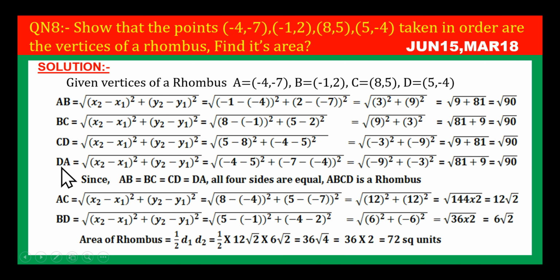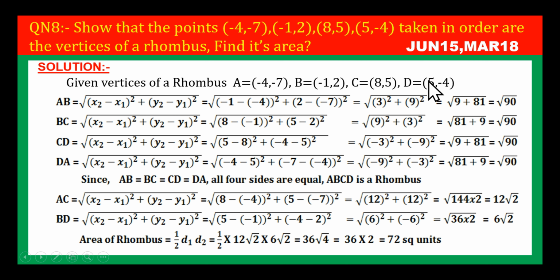Now the fourth side DA. The coordinates of D will be x1, y1 and the coordinates of A will be x2, y2. Now in order to find the distance of DA, again the formula is (x2 minus x1) whole square plus (y2 minus y1) whole square.